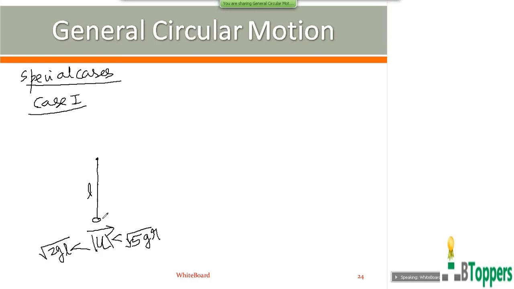So in this case, as I already discussed in the earlier class, to rotate in a vertical circular path continuously, the magnitude of the initial velocity that should be given to the bob at the lowest position is equal to root 5gr. But in the present discussion, the magnitude of the initial velocity given to the bob at the lowest position is less than root 5gr, but more than root 2gr or root 2gl. Here, take the radius of the circular path as the length of the pendulum.